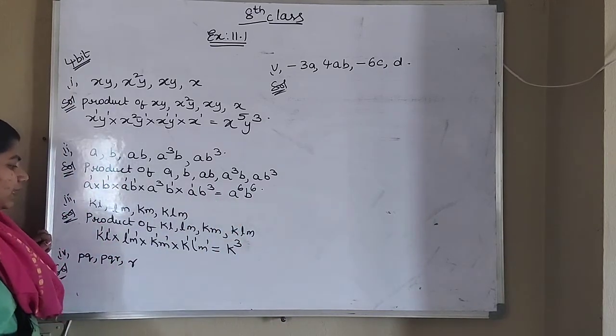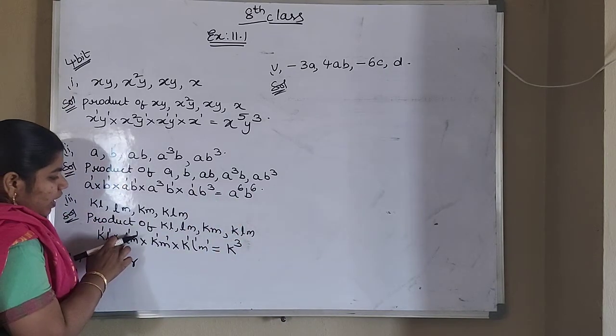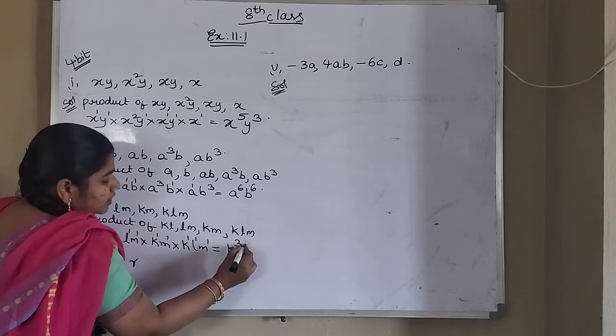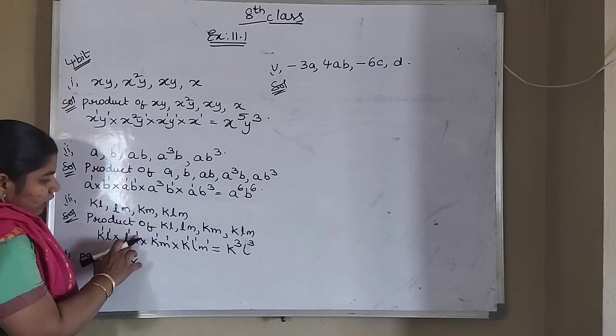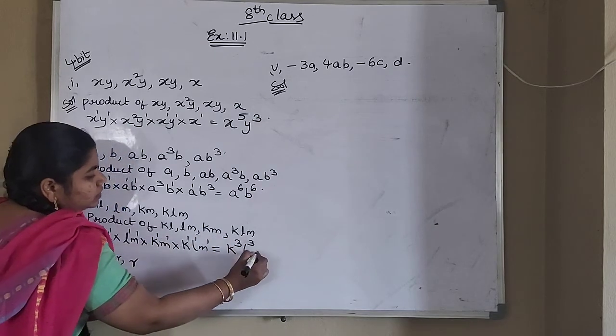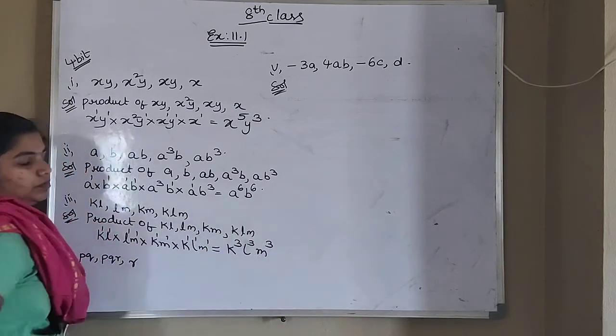Next, L. 1, 1 and 1. That is L power 3. Now coming to M, 1, 1, 1, that is M power 3.